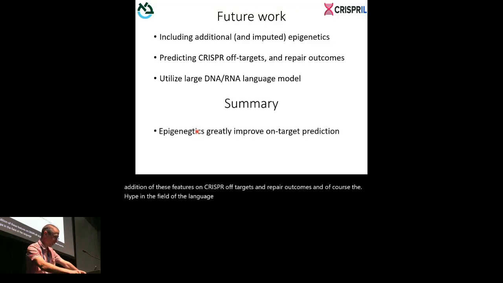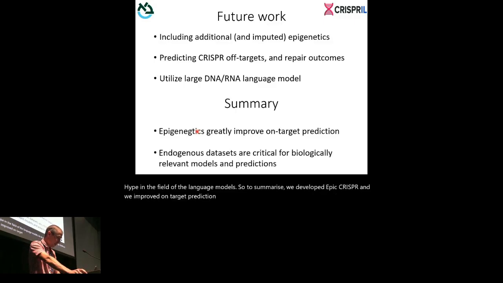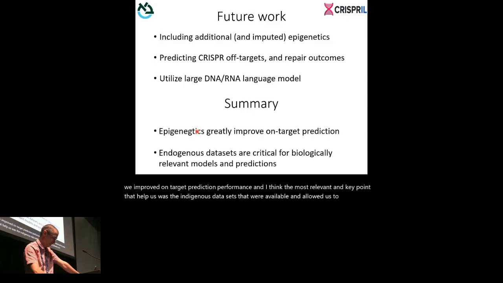So to summarize, we developed EpiCRISPR, and we improved on-target prediction performance. And I think the most relevant and key point that helped us was the endogenous datasets that were available and allowed us to achieve this.